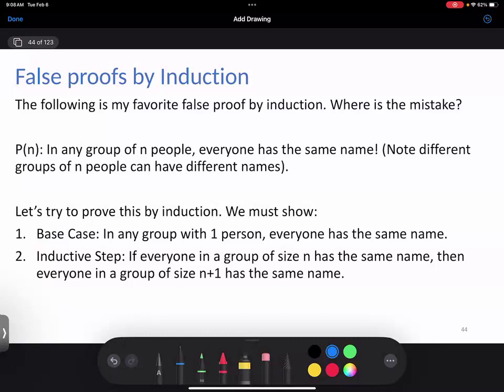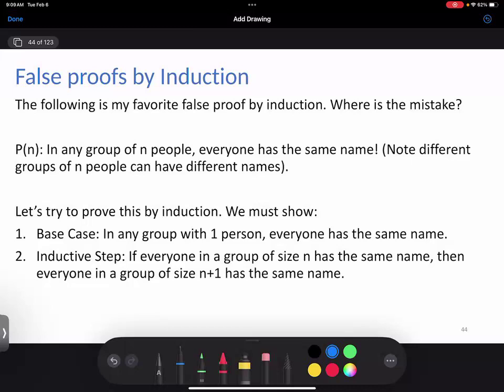Now, there are multiple people in this room. According to this proof, it doesn't really matter whose ID I check because we're all named the same. So everybody is named Katie, and I'm going to prove that now. Okay, I'm going to prove it by induction. Does anybody think I'm going to be able to successfully do this? So you're skeptical. So try to find where there's a mistake.